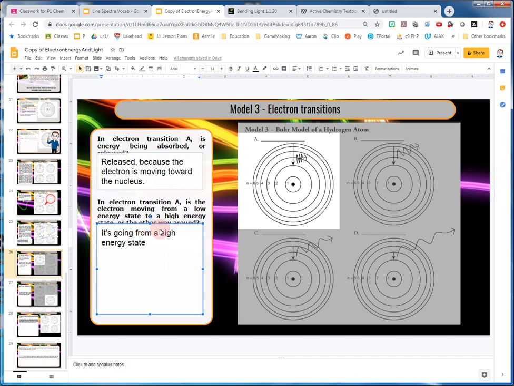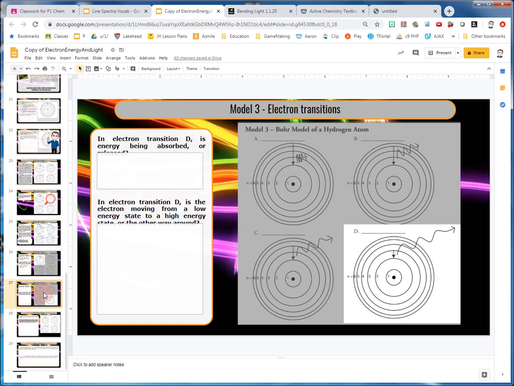And why is that a high energy state? Well, remember, that only happens when the atom absorbs energy. So that's a high energy state. It's going from a high energy state to a low energy state. And for D, is energy being absorbed or released? I don't know. What do you think? Is energy being absorbed or released here? The electron's moving from N3 to N2.